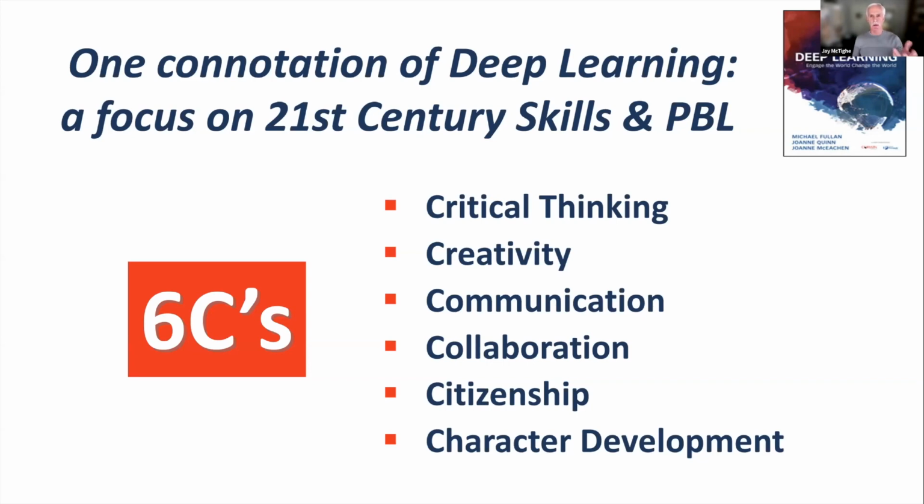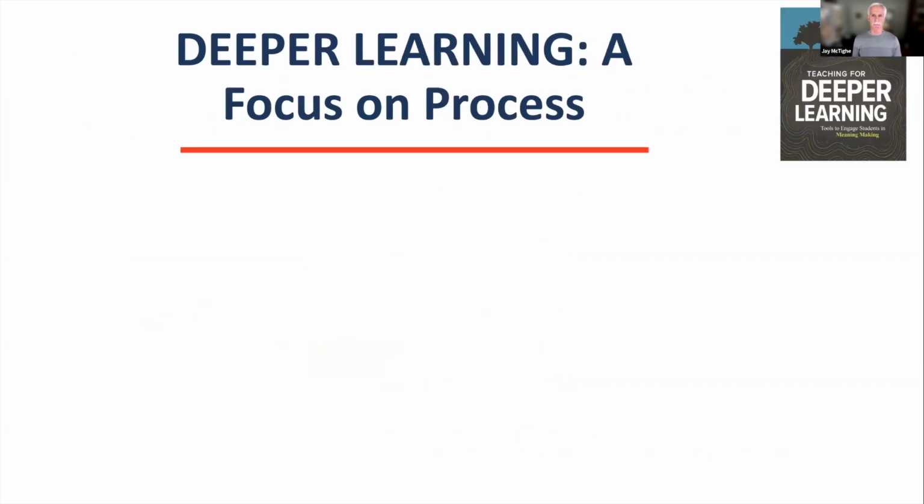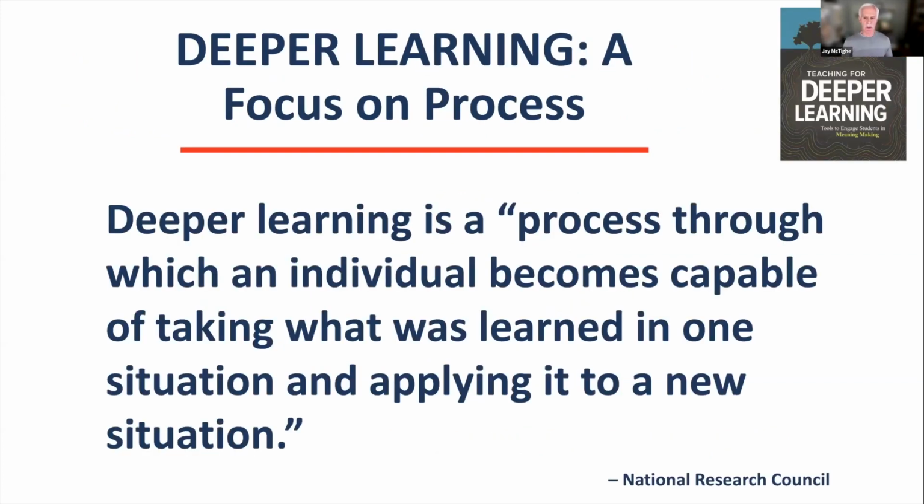And I'm a subscriber to this connotation, but I will say it's not the only connotation. And here's a third. This is from the National Research Council, and it's actually the definition that Harvey Silver and I have referenced in our book, Teaching for Deeper Learning. Here's what NRC says. Deeper learning is a process through which an individual becomes capable of taking what was learned in one situation and applying it to a new situation. In other words, this conception of deep learning is around transfer, that deep learning is evident when students can transfer their learning. And this is the definition that I have subscribed to.